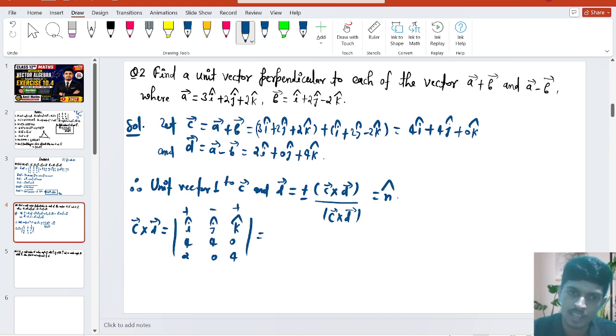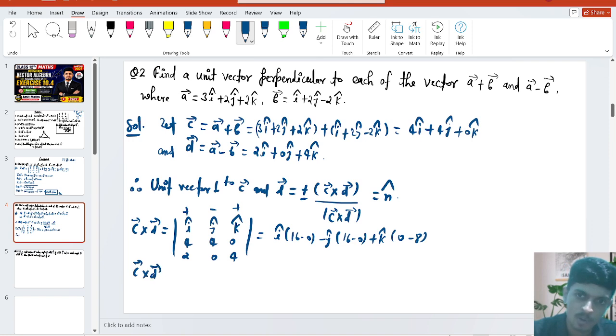Expanding along row 1, this is I cap. Removing the first row and first column, 4 into 4 is 16, 0 into 0 is 0. Minus J cap: removing the second column and first row, you get 4 into 4 is 16, 2 into 0 is 0. Plus K cap: removing the third column and first row, you get 0 into 4 is 0, and 2 into 4 is 8, so minus 8. So vector C cross vector D becomes 16 I cap minus 16 J cap minus 8 K cap.